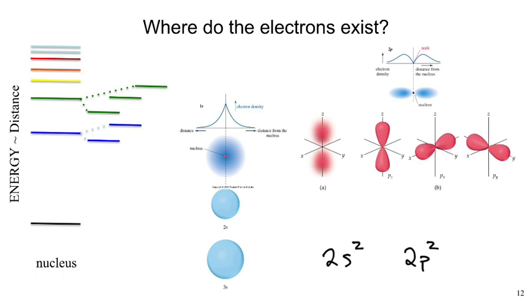When we look at the S, 2S, there it is. That's what it looks like. What does the P look like?